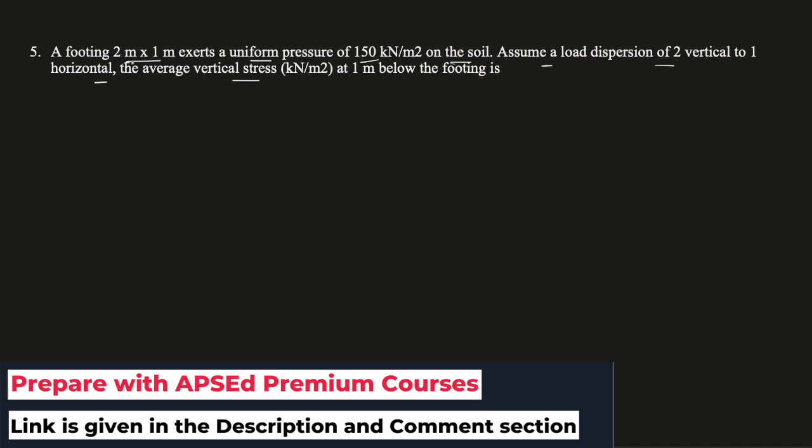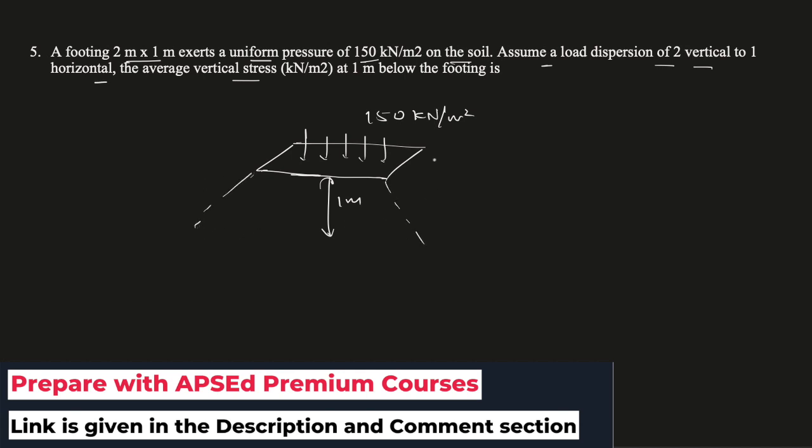So in this case, we have a rectangular footing of 2 meter by 1 meter, and the stress acting here on the soil is 150 kilonewton per meter square. Now it is saying at 1 meter below this surface, what will be the vertical stress, and we have to assume the dispersion 2 vertical to 1 horizontal. So here it will spread something like this, similarly in this direction. So we have to find out what will be the spread here.